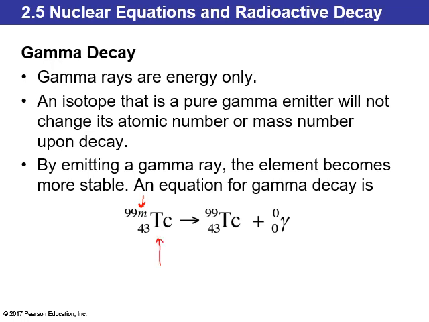We use this for a lot of different imaging purposes. This is an excited version of technetium-99. It decays by giving off a gamma particle. That gamma particle is then detected by some type of imaging film or by a detector. It decays to a stable isotope, technetium-99. So nothing really changes. So gamma is the easiest equation to write up, the easiest equation to balance.